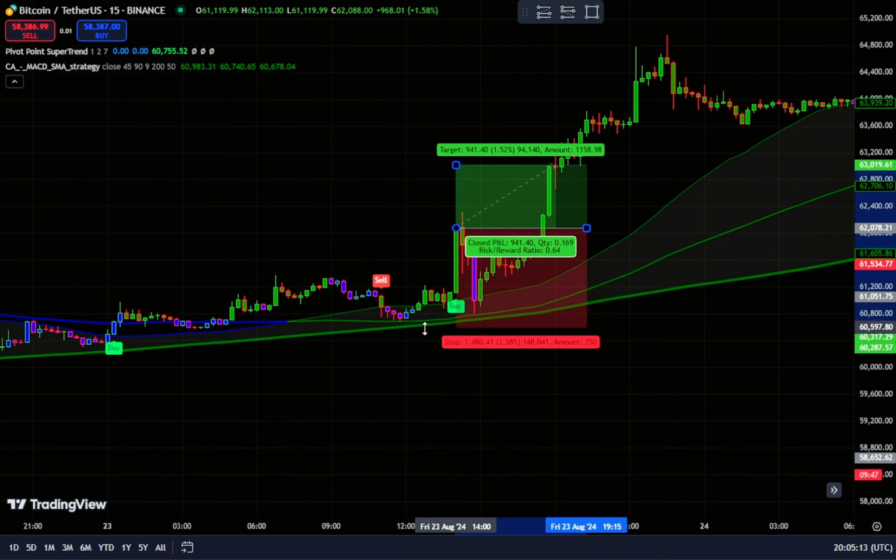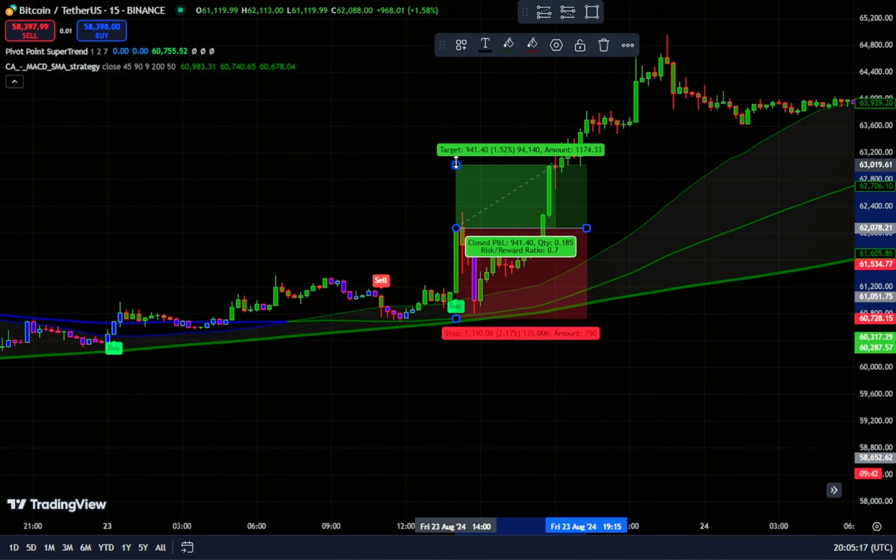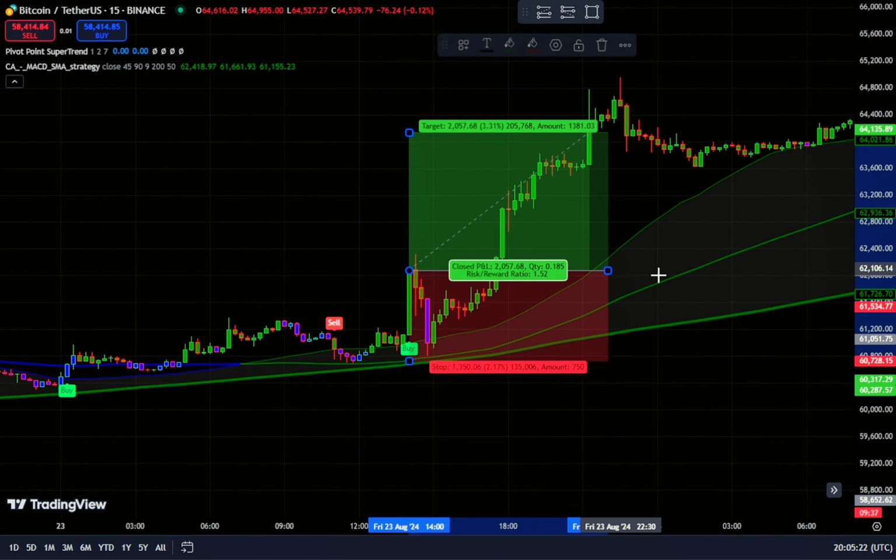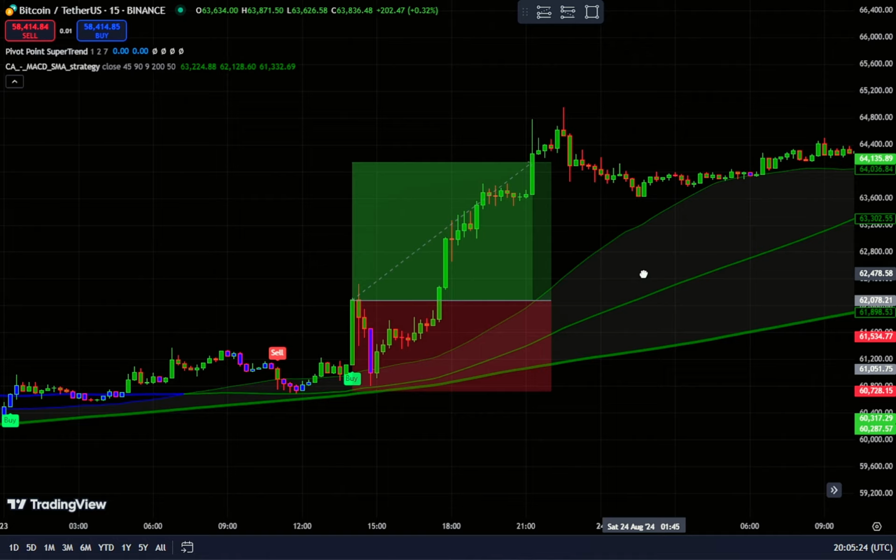For buy trades, set the stop loss below the recent swing low, or one of the moving average lines. Use a risk-reward ratio of 1 to 1.5 when setting your trade target.